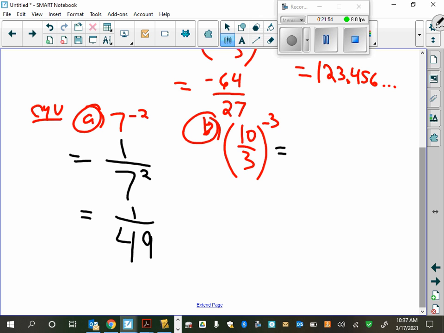How do you do this? Anybody know? Let's do it the other way. Shortcut? Or is that what you meant? You could do it that way and then do the shortcut, but the shortcut's probably just going to save you stuff. So what's a shortcut? Okay, flip it. So 3/10. And then what do you do with this exponent?